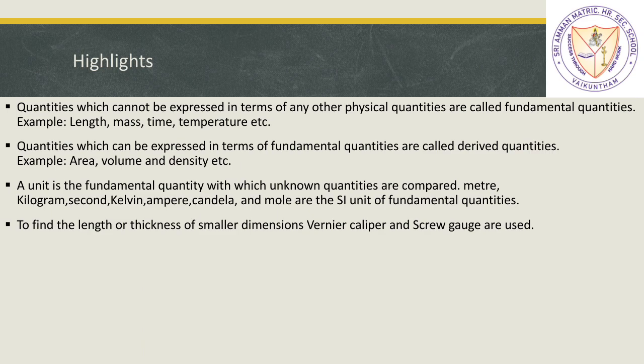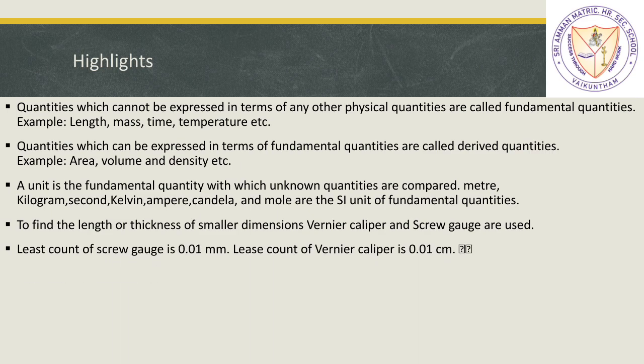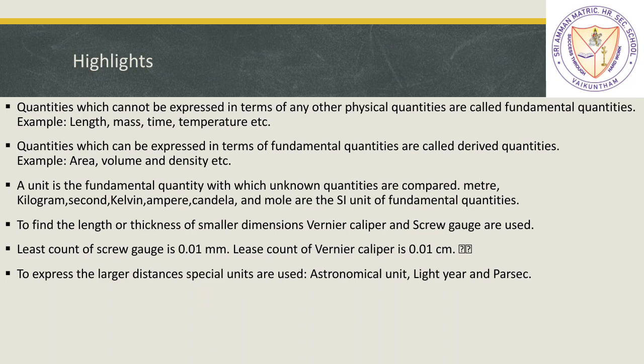To find the length or thickness of smaller dimensions, vernier calipers and the screw gauge can be used. The least count of the screw gauge is 0.01 millimeter, and the least count of the vernier caliper is 0.01 centimeter. To express larger distances, special units are used, such as astronomical unit, light year, and parsec. You should know the exact conversion values from meter to astronomical unit, meter to light year, and meter to parsec.